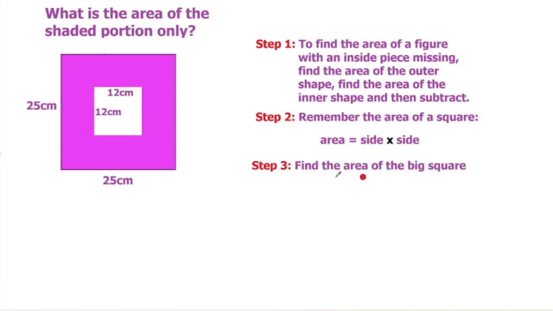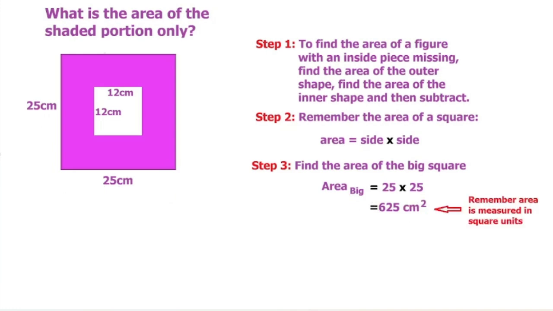So let's find the area of the big square. Area of the big square equals 25 times 25, which equals 625 centimeters. Remember, area is measured in square units, so 625 centimeters squared, I should have said, right?